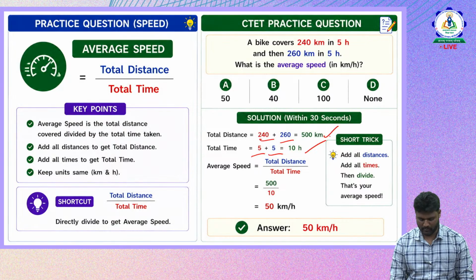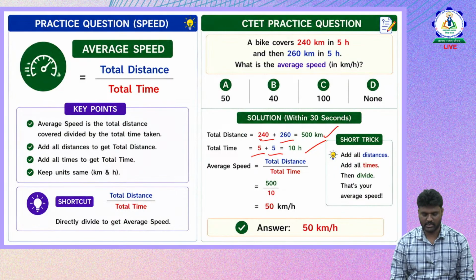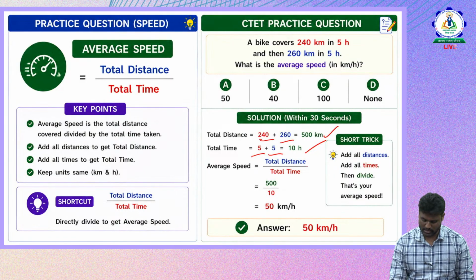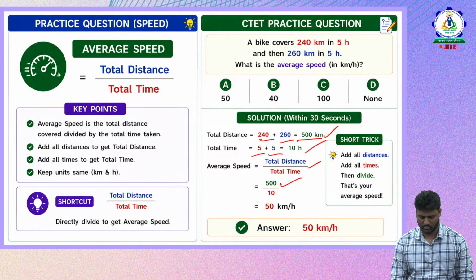Now average speed we need to find. What is the formula to identify the average speed? Total distance by total time. So we know the total distance, 500. And the total time is 10 hours. So when you simplify this, 50 by 1, that's nothing but 50. So that is 50 kilometer per hour.